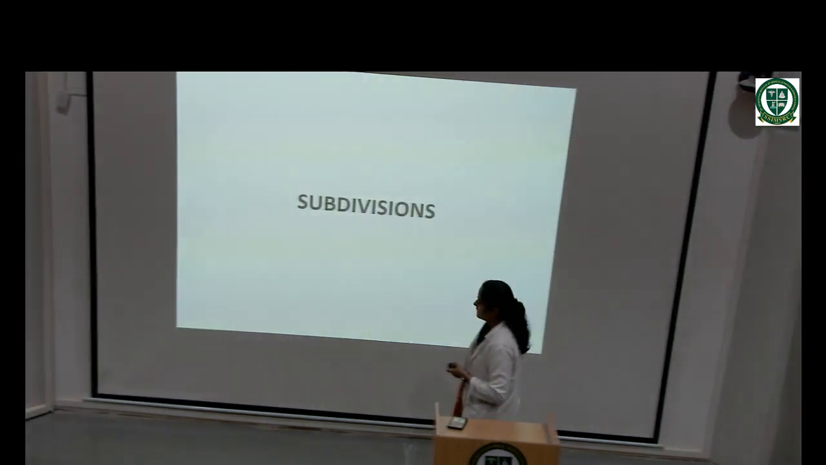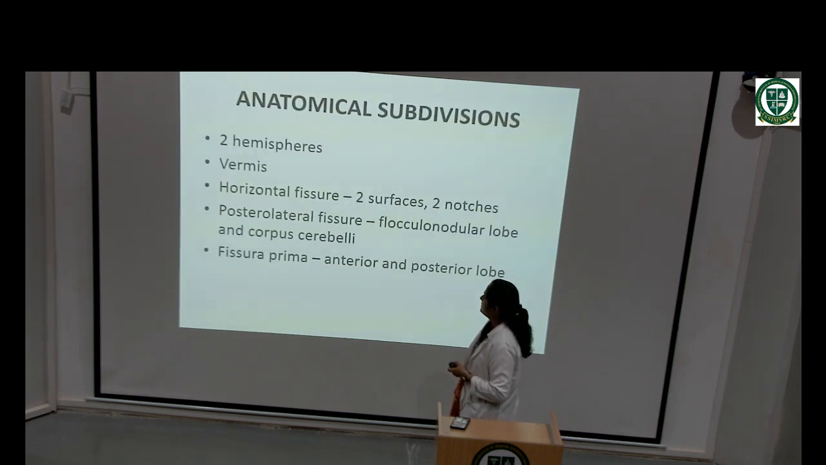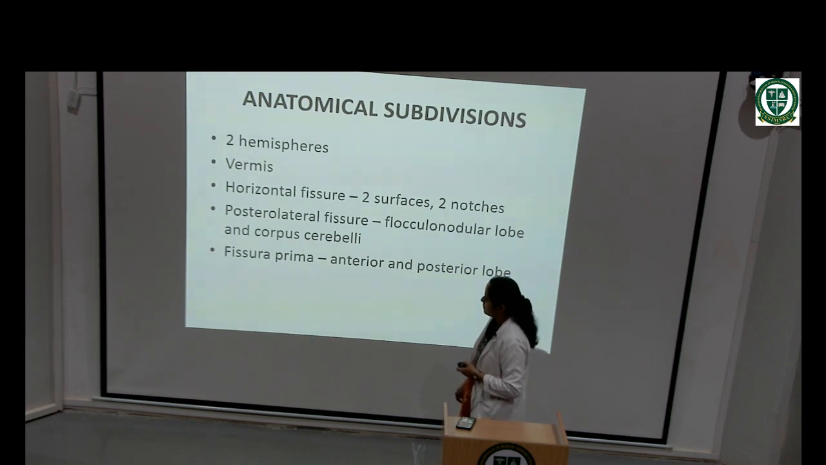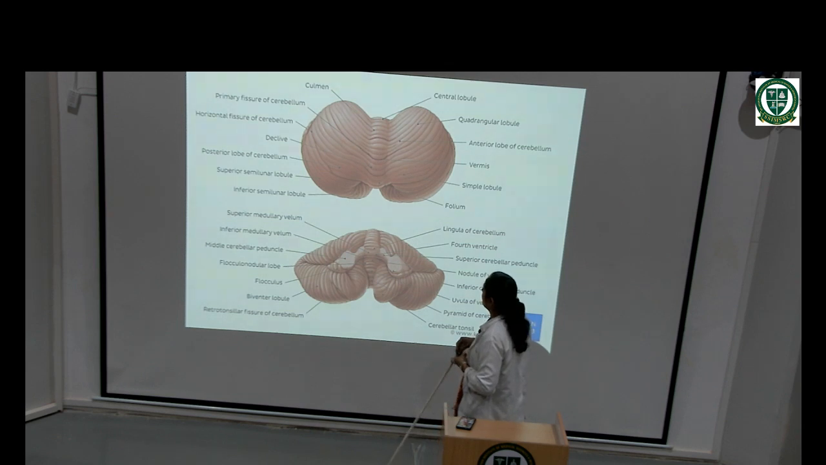Now coming to the subdivisions of the cerebellum. The cerebellum can be divided into three forms of subdivision: anatomical, morphological and functional. To begin with, we will see what the anatomical subdivisions are. Because of the position of the cerebellum in the posterior cranial fossa, a fissure is formed between the two surfaces of the cerebellum.